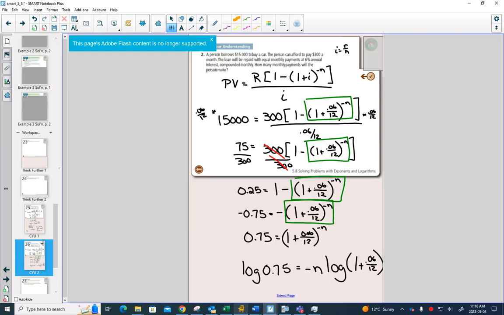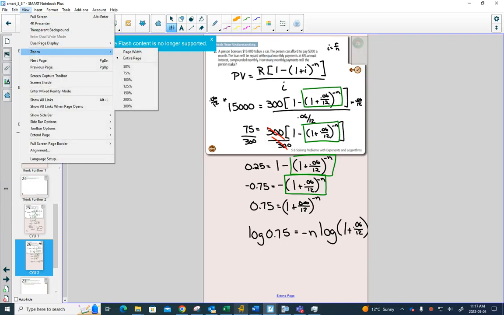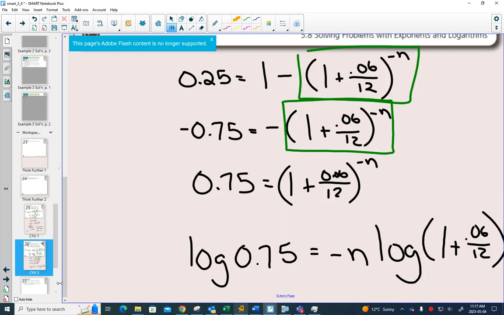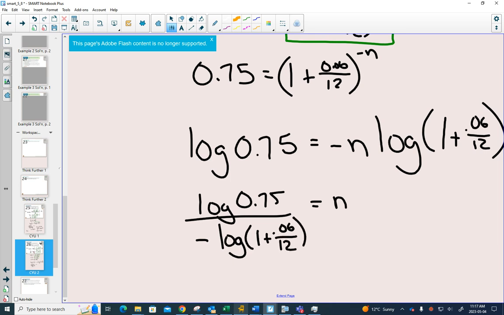It took a lot of work to get the power by itself, but they considered that work stuff that you knew how to do from before. Then the next thing you did was all new grade 12 concepts. You got a mark for each new grade 12 concept, so you got 2 marks for this. And then the final mark would be getting n by itself. It's getting a little small, I'm going to zoom back. You'd have to divide by the negative of the log of 1 plus 0.06 divided by 12.